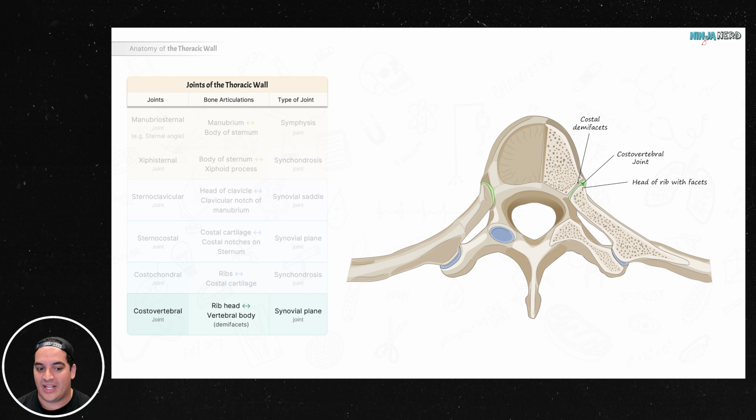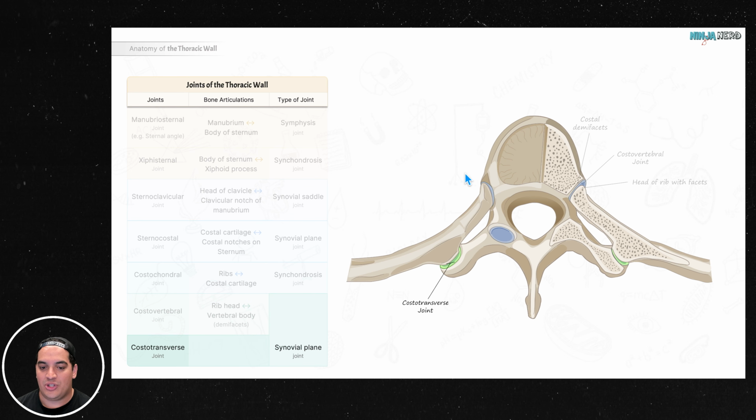The costotransverse joint, on the other hand, is between the tubercle of the rib and what? The transverse costal facet on the transverse process of the thoracic vertebrae. That's making that costotransverse joint. Now, the beauty of the costotransverse joint and the costovertebral joint is they are both synovial plane joints. So sternocostal and costotransverse, costovertebral, synovial plane. Costochondral, xiphisternal, synchondrosis. Sternoclavicular, synovial saddle joint. And manubriosternal is all alone on the symphysis joint area.